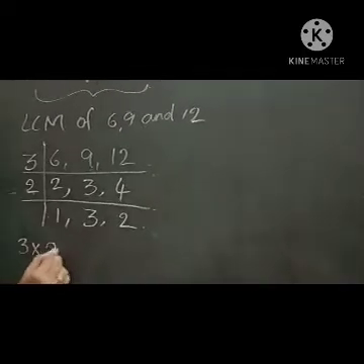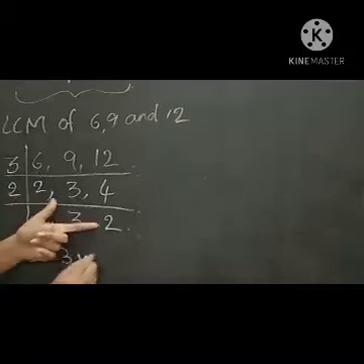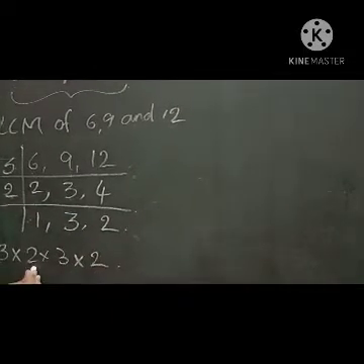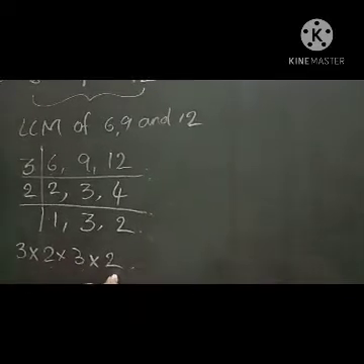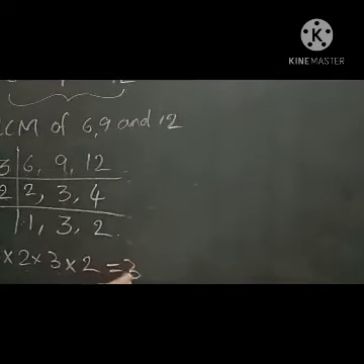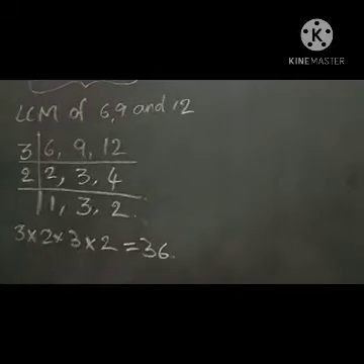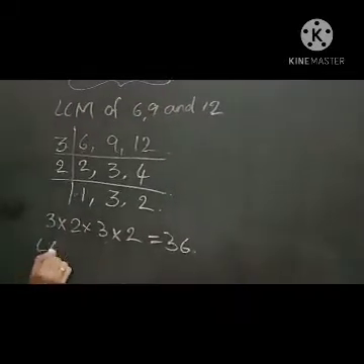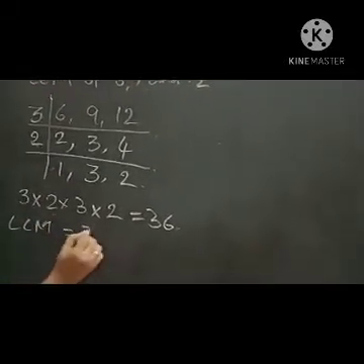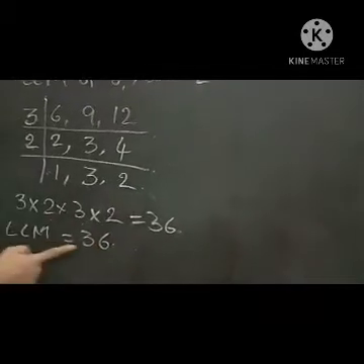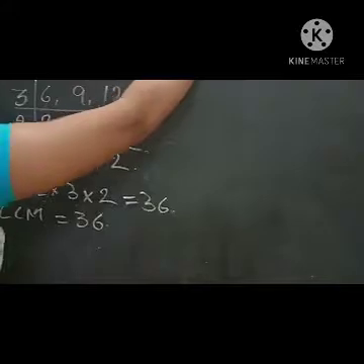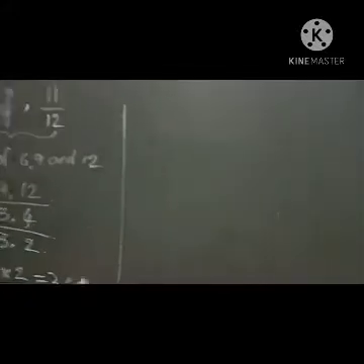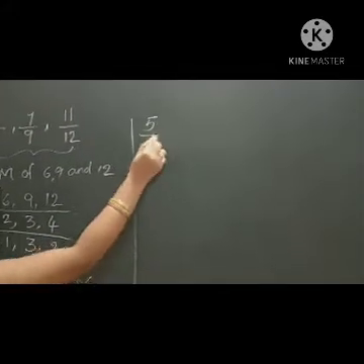3 into 2 into 3 into 2. 3 2s are 6. 6 3s are 18. 18 2s are how much, children? 36. Okay, now what is the LCM? LCM is equal to 36. ఇక్కడ మనకి డినామినేటర్ లో ఏ నెంబర్ రావాలి? 36.